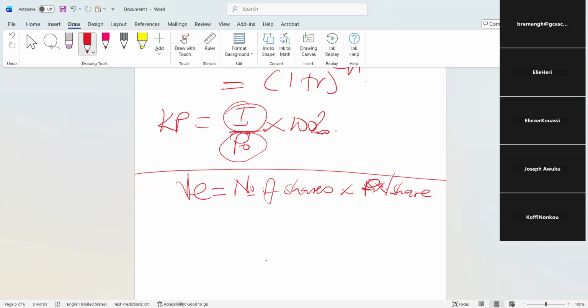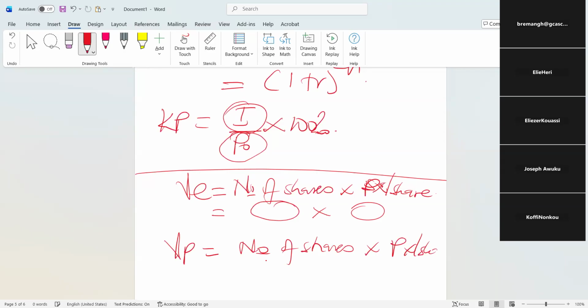Right? Then how do you calculate? You need to go through the question and know the number of shares. So you use the number of shares times the price per share, and you get the value of equity. But what about the value of preference? It's also the same: the number of preference shares times the price per share of a preference share.